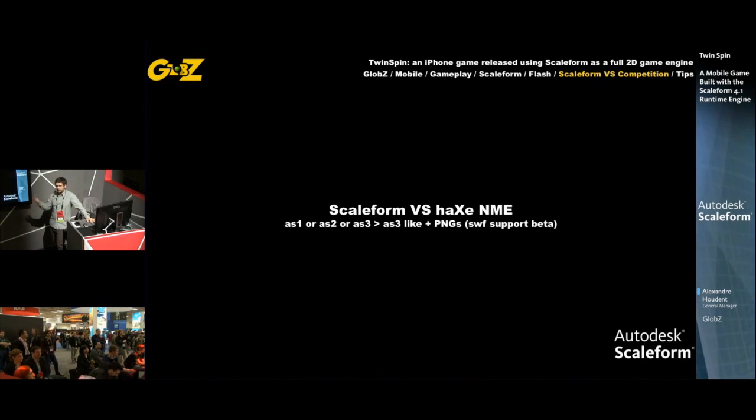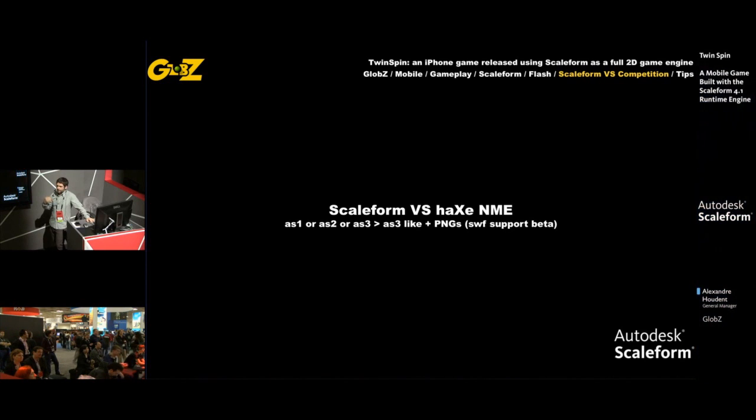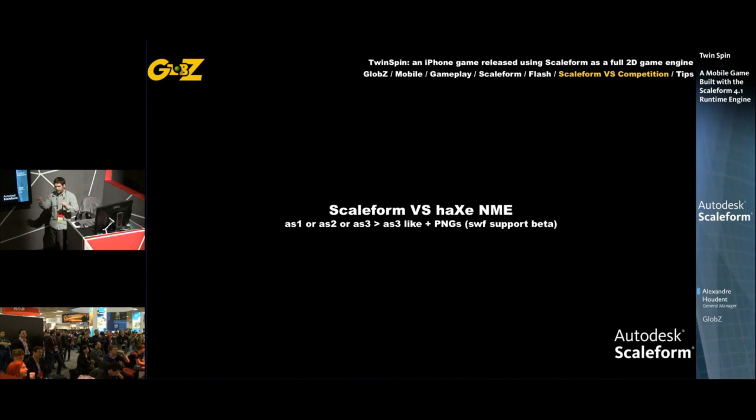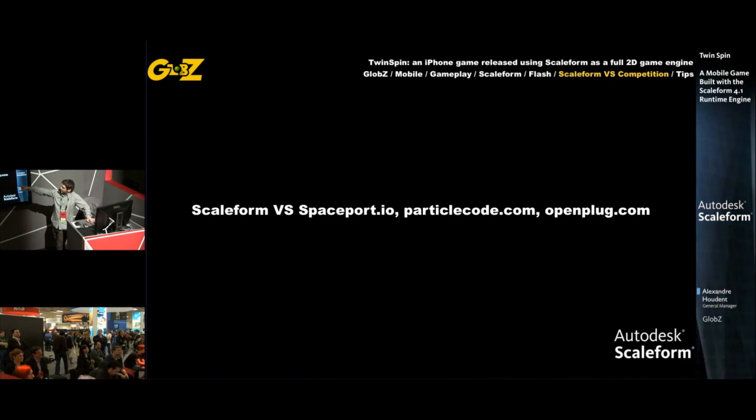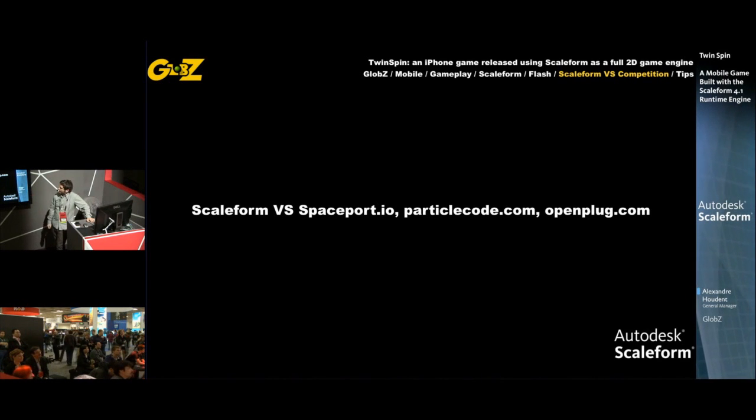And when you have a change, like yesterday, somebody who does UI mentioned a change to a button, then you have to copy and paste your modifications in Photoshop. It's really long. And then you have a lot of new technologies coming out, like Spaceport.io, Particle Code, OpenPlug. But what is interesting is that Particle Code and OpenPlug have been acquired recently. So it's kind of a risky bet for a small or even larger studio to bet on emerging technologies.